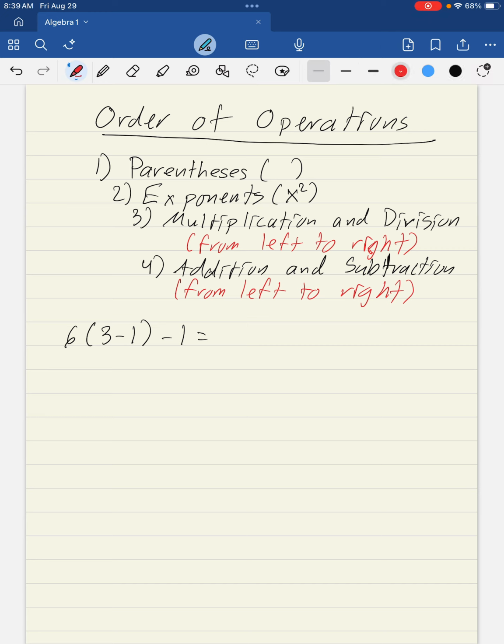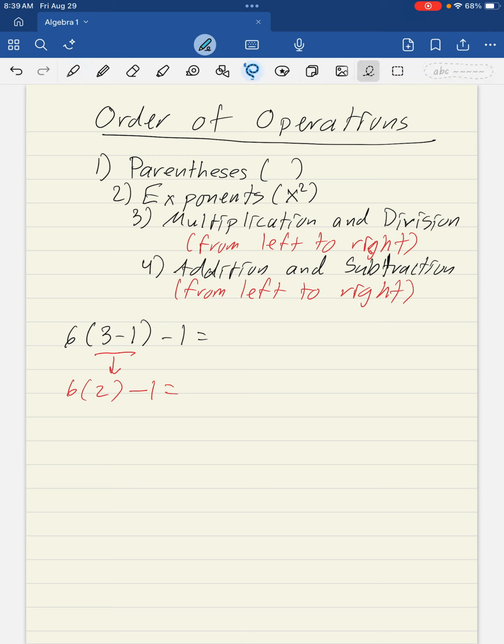So how I like to do these is I like to underline what I'm working with. I'm starting with parentheses, or what's inside of them. So I'm starting with this part right here. I have 6 times, and inside this I'm going to solve 3 minus 1, which is 2. So the minus 1 and equals. Okay, so we've handled our parentheses. Now the problem looks like this.